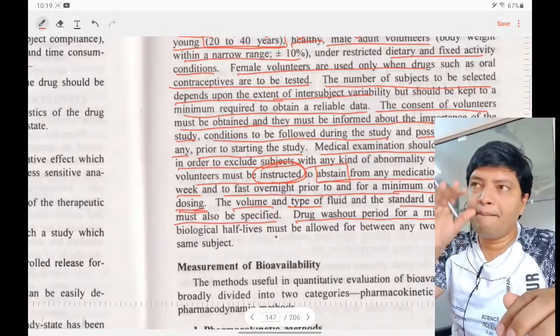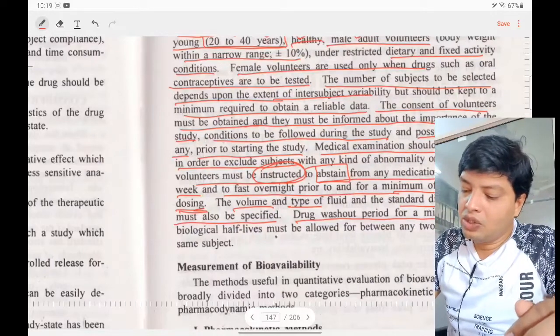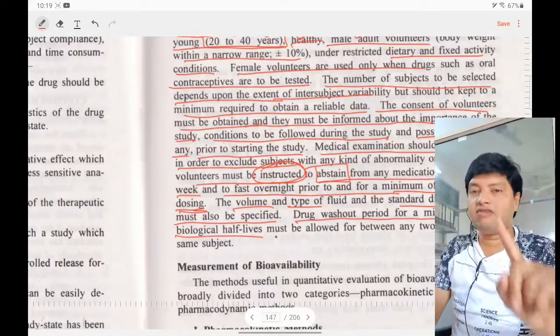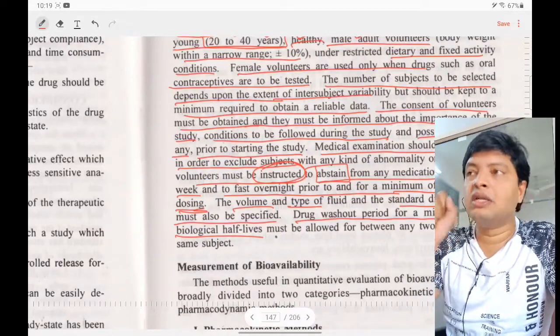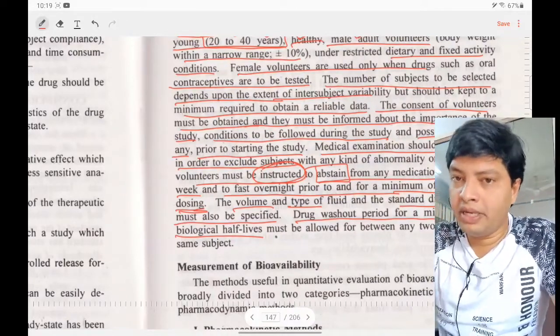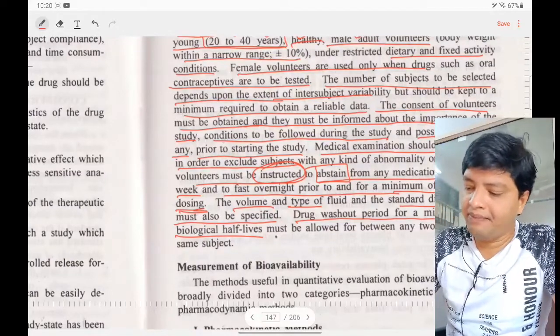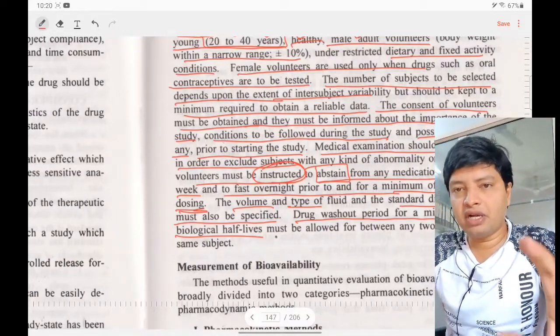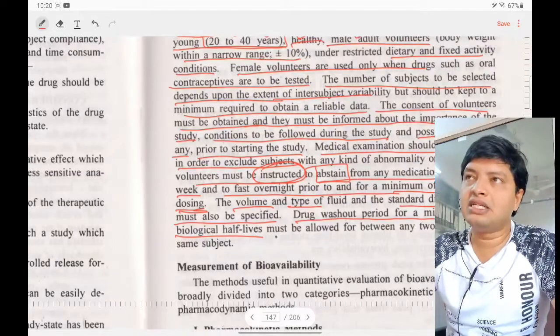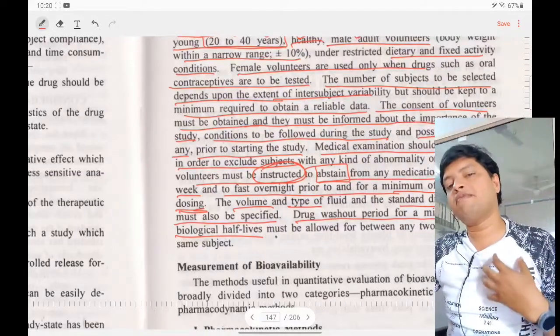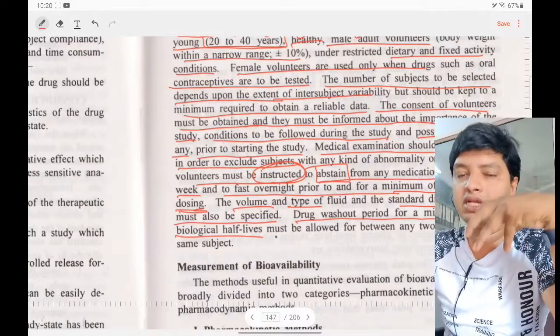So to make that washout period, you should wait at least 10 biological half-lives. Remember the GPAT question: to attain the washout period, how many biological half-lives do you need to wait? That is 10 biological half-lives. What do you mean by this? Biological half-life means the half-life of the drug in the plasma. That is called biological half-life.